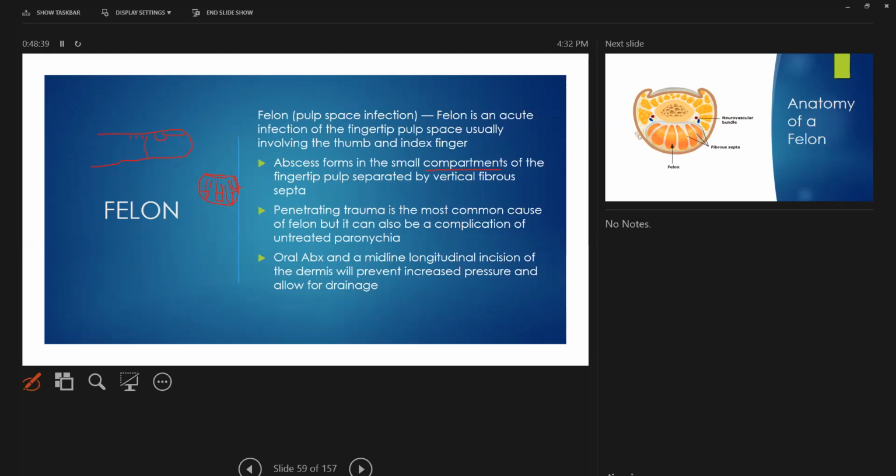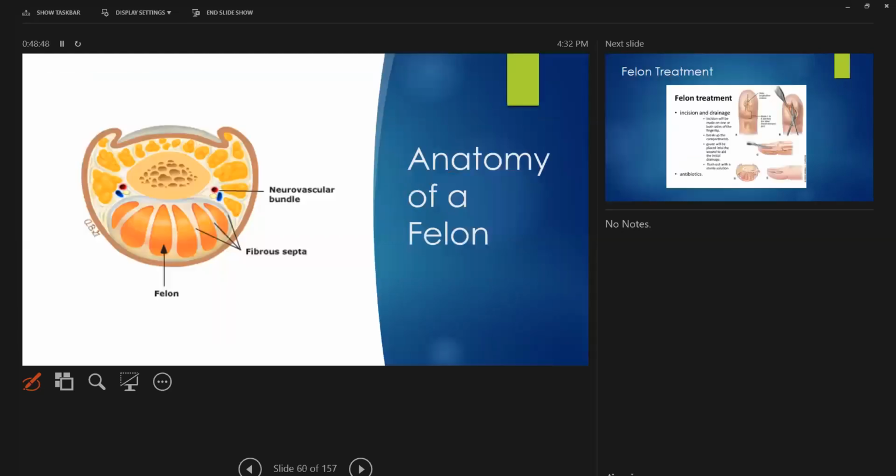Sometimes it's caused by penetrating trauma. Oral antibiotics are the mainstay of treatment, and you definitely need to incise it. So here's how you incise a felon. You give them a digital block. Here's the nerve, right? So at the base of the finger, you're going to come down and instill 1 to 2 cc's of Lido. Then you do the other side. You want to get this nerve numbed on either side.